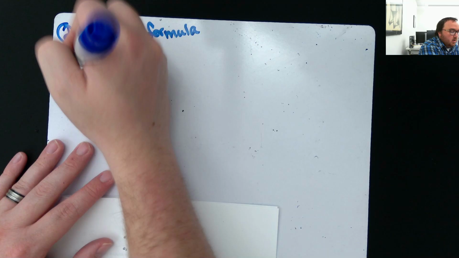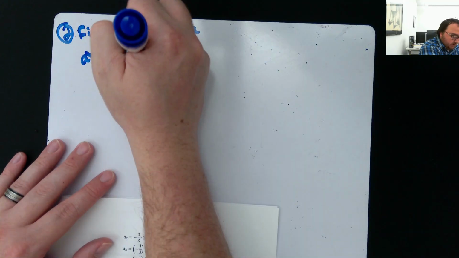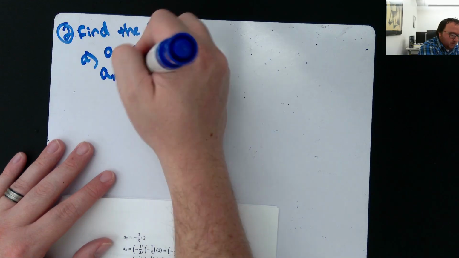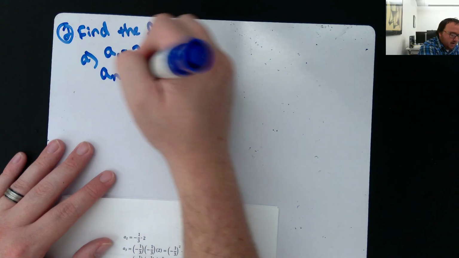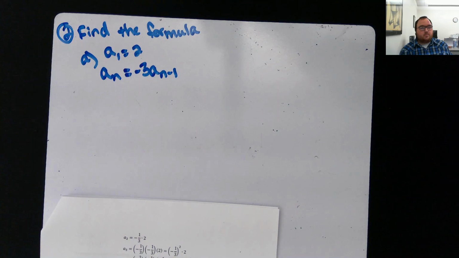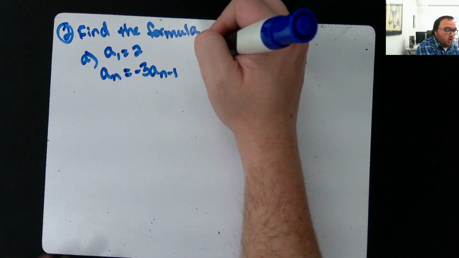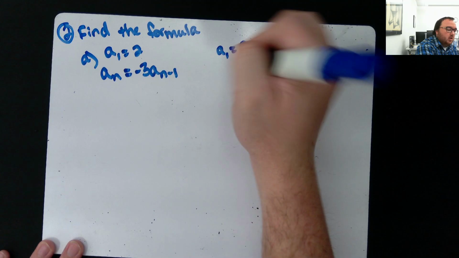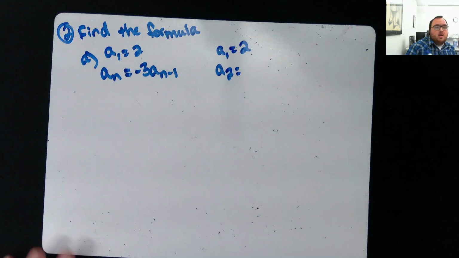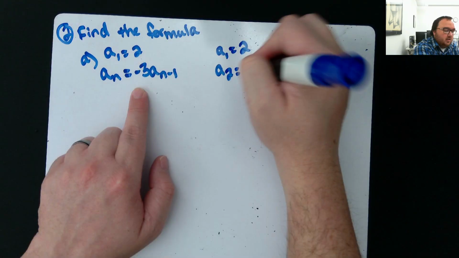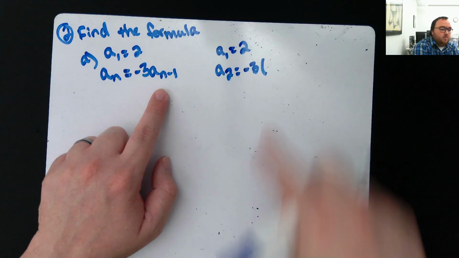Our recurrence relation is that A1 is equal to 2, and every other AN can be found by doing -3 times AN minus 1. So let's see what happens here. I already have that A1 is equal to 2. So let's find A2. For A2, I would do -3 times my previous term, which was 2.